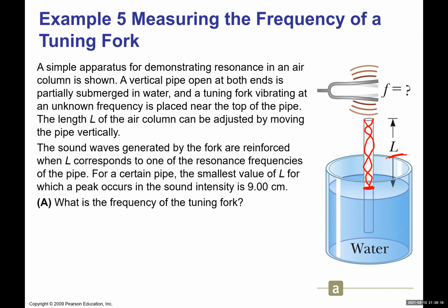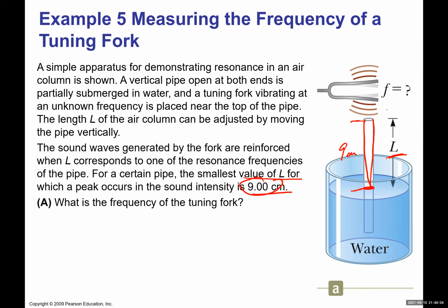Now, for a certain pipe, the smallest value of L for which a peak occurs in the sound intensity is 9 centimeters. What is the frequency of the tuning fork? Whenever this 9 centimeters is achieved, the length between the open end and the water is 9 centimeters, and you get your first resonance. It's kind of hard to draw here, but it should look like this. So that's the first resonance.